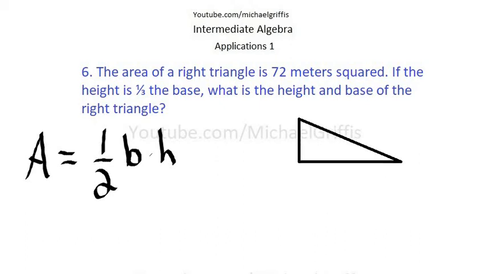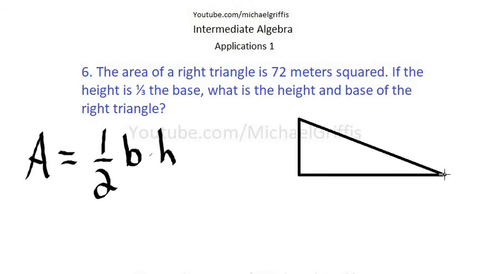So the height is a third the base. Let's try to guess this. Does it look like a third the base? I don't know. Close enough.